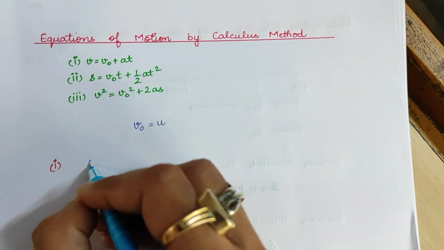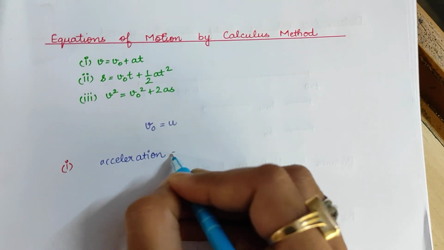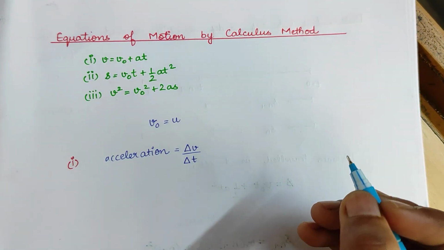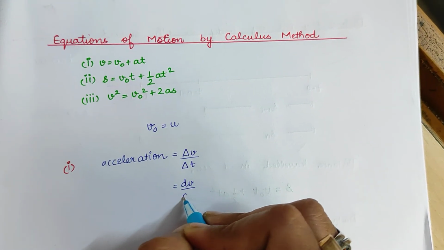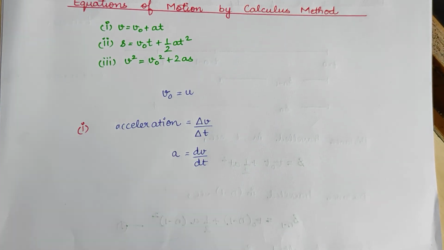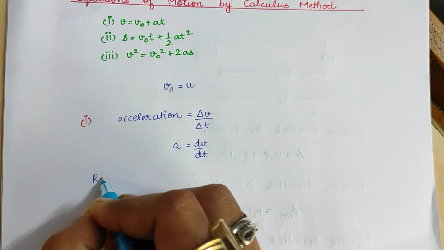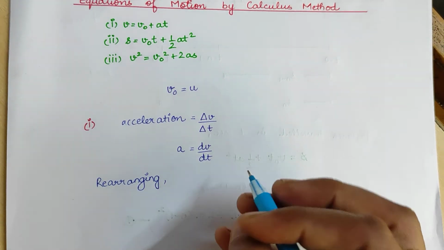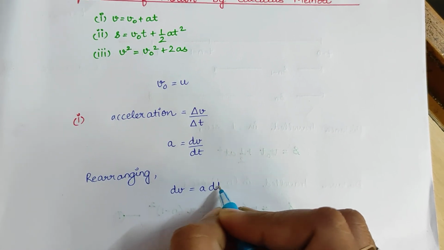First we will consider the acceleration. We know that acceleration is the change in velocity upon time taken. This can also be written as dv by dt in differential form. So a equals dv by dt. Rearranging this expression gives us dv equals a dt.